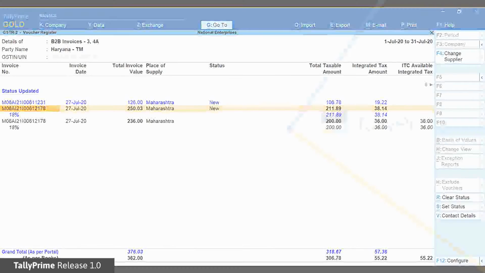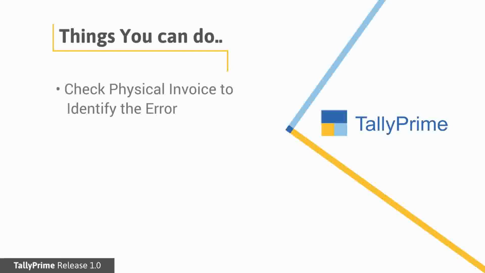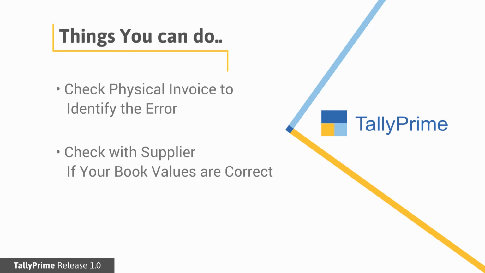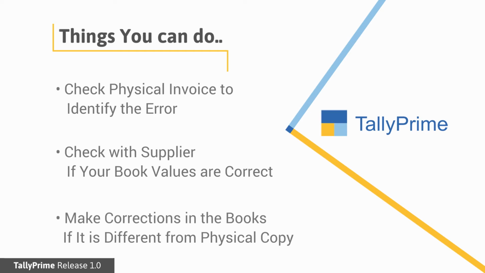You can verify and identify for which information is incorrect and causing the mismatch. You may check the physical invoice to verify if the details entered in tally are right. In case the information is correct, then you may want to check with your supplier and get clarification regarding these invoices. However, if the information entered in tally is incorrect, you may want to correct it.